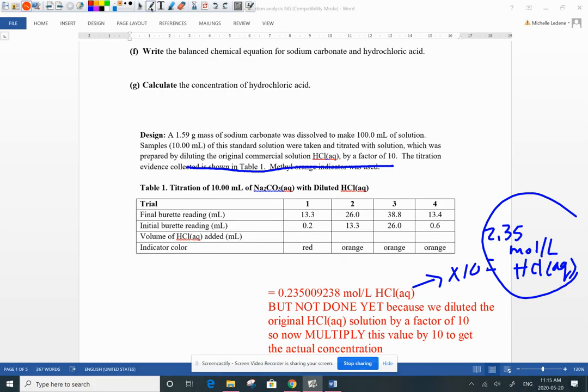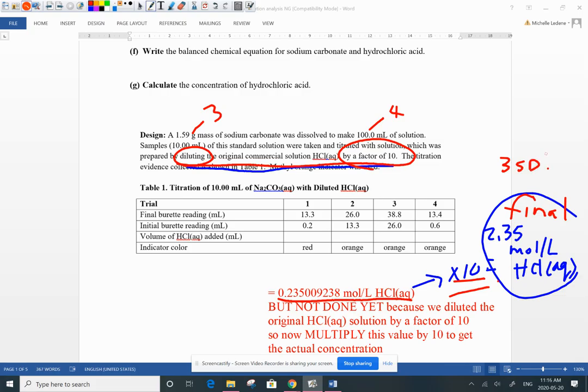But there's one more thing that we have to do before we finish. Well, we've got to pay attention here. It said we diluted the original solution by a factor of 10. So what do we do? We now multiply this value that we just found on our calculator by 10. And this is now our final answer. We'll check our digits: 3 sig digs, 3 sig digs, 4 sig digs, 4 sig digs. So 3 sig digs is the lowest in my final answer. And now I've solved for my unknown. I now know what the concentration of HCl was.